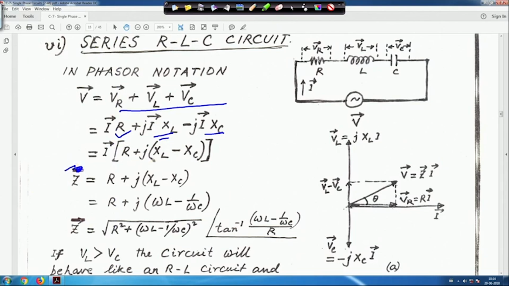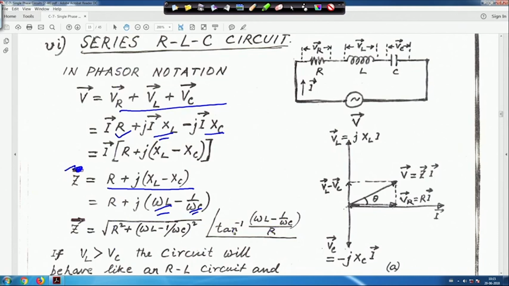So I times R plus j(XL minus XC), therefore Z is equal to R plus j(XL minus XC), where XL is equal to L omega and XC is equal to 1 upon omega C. Its magnitude will be the square root of R squared plus (omega L minus 1 upon omega C) squared, and the angle will be tan inverse of (omega L minus 1 upon omega C) divided by R.